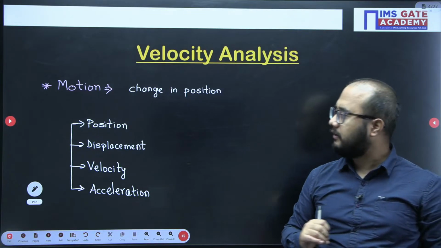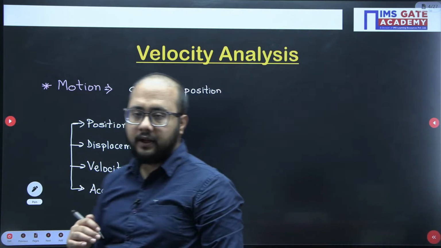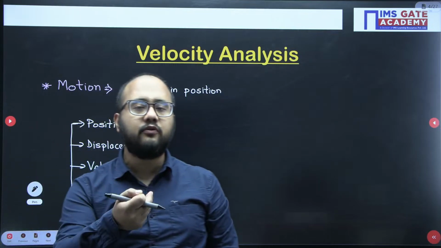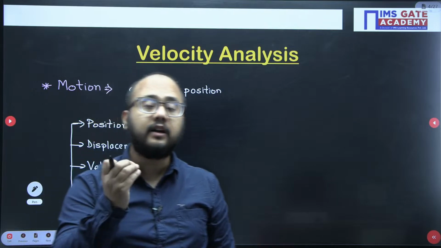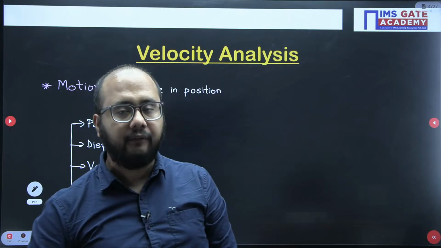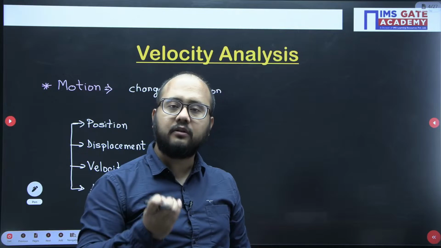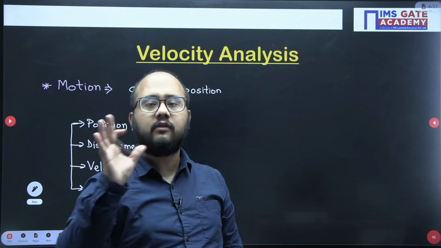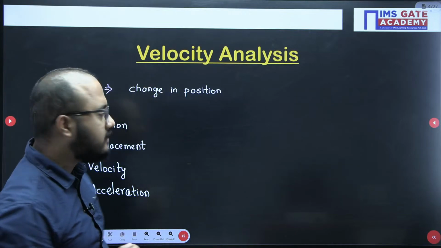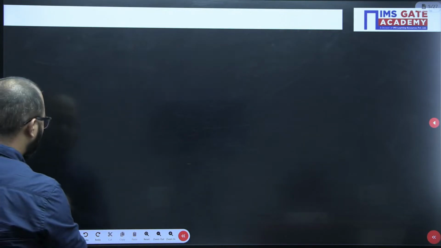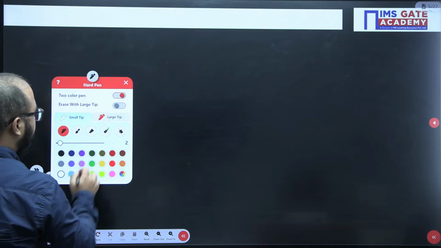Right? Fine. Now, before going further into velocity analysis, first of all, we will discuss what types of motions we can have. Once that part is clear, then we can easily enter into velocity analysis also. So first of all, we need to know different types of motions as well. So let us write types of motion next.